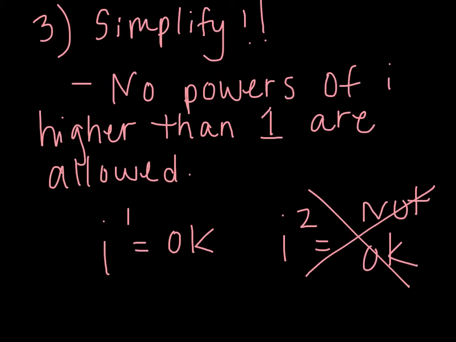The key with simplifying complex numbers is we cannot have any powers of i greater than 1. They are not allowed at all. So we have i to the first right here, and that is okay. However, we cannot have i squared. We cannot have i to the third. Cannot have i to the fourth. Any of those cannot be left in the problem.